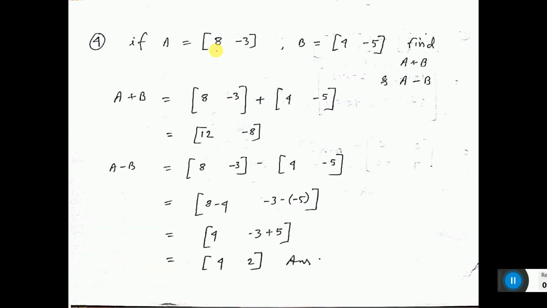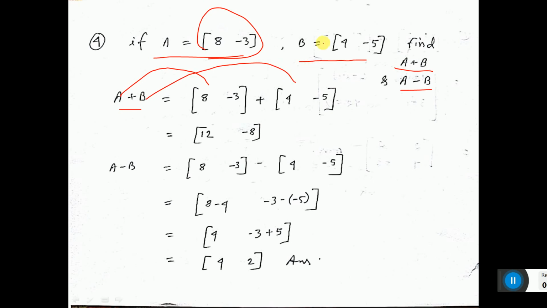One more sum I have done, sum number 4. If A is equal to this matrix and B equal to this matrix, then we have to find A plus B and A minus B. So I am finding A plus B. That means I put the value of A here and the value of B here. After putting, I have to add the corresponding elements. So 8 plus 4 is equal to 12. Minus 3 plus minus 5 is minus 8.